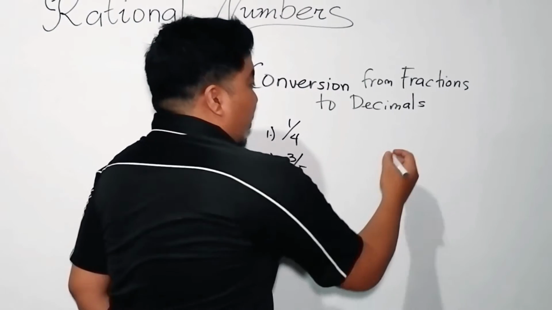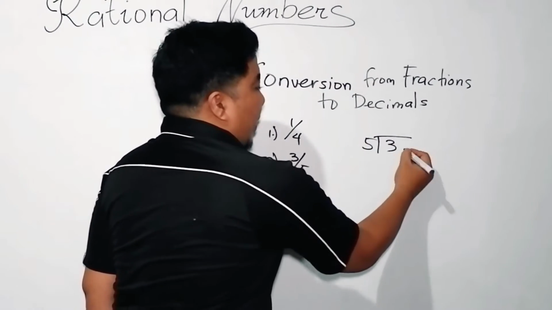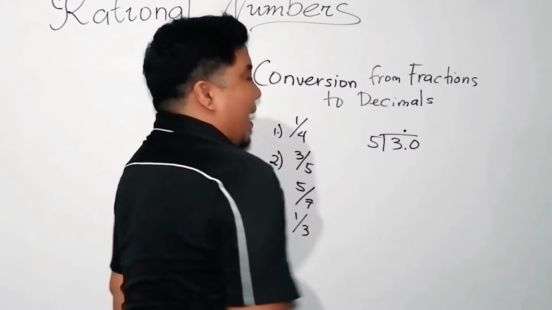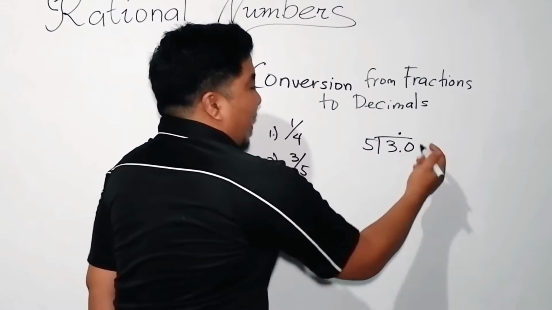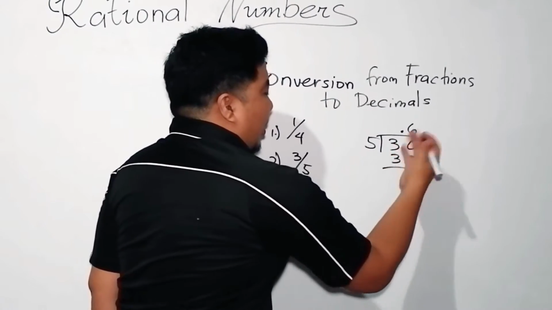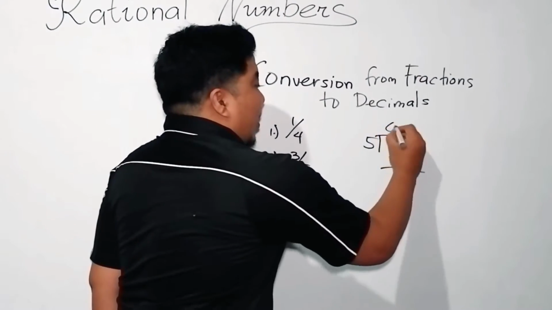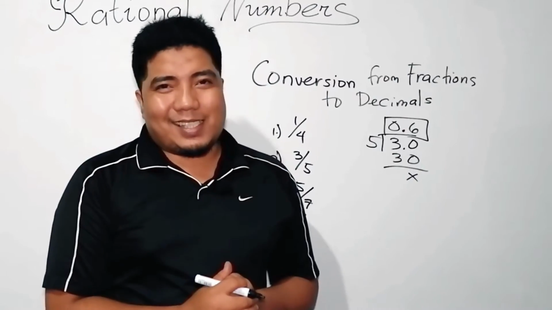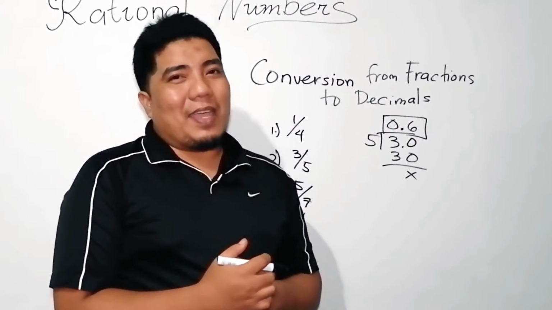For 3 over 5, the same process. You divide 3 by 5. It cannot be done, so you add a zero. Adding a decimal point here, you will also add a decimal point in your quotient. So, 30 divided by 5 is 6. 6 times 5 is 30. 30 minus 30, you don't have any remainder. Therefore, your answer is 0.6 or 6 tenths. That's already the decimal equivalent of 3 over 5.